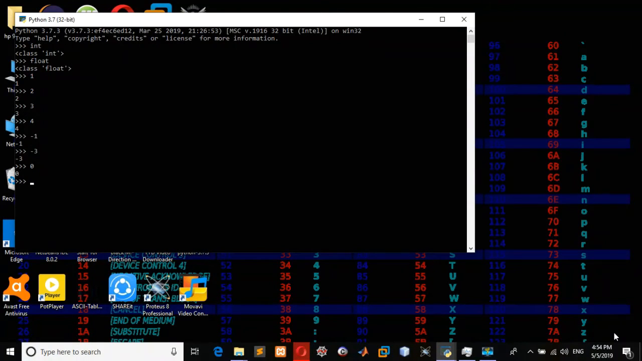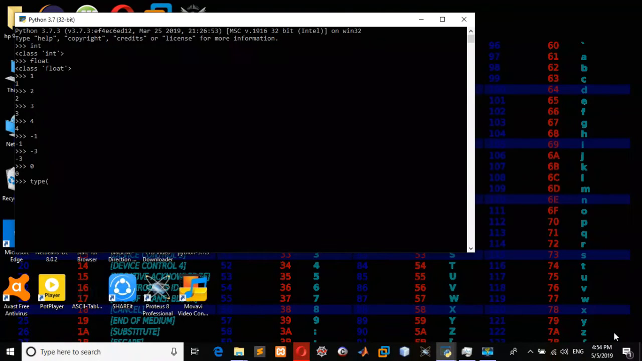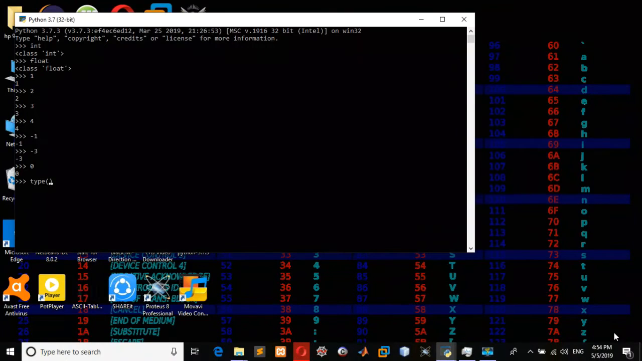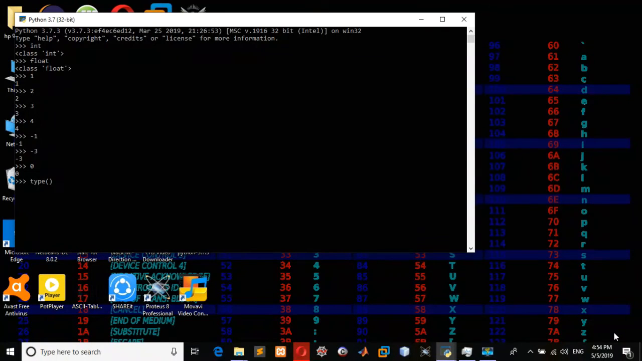That function is type. So you use type. The type function returns the data type of what is inside the brackets. So if I say type of 8, for example, it gives me class int. That means that 8 is of the class of integers, as we can see.